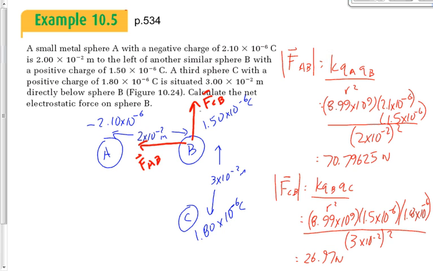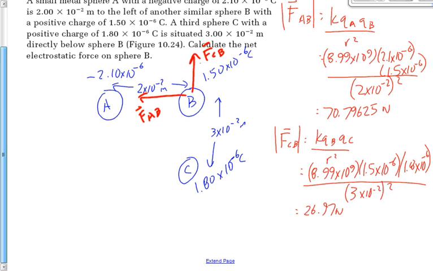Now is where it becomes a little bit different. If this was the questions that we did yesterday, we would have said, okay, we add the forces together, right? Just pay attention to signs. Now we're still going to say add the forces together, but now we have to add them together vectorially in 2 dimensions.